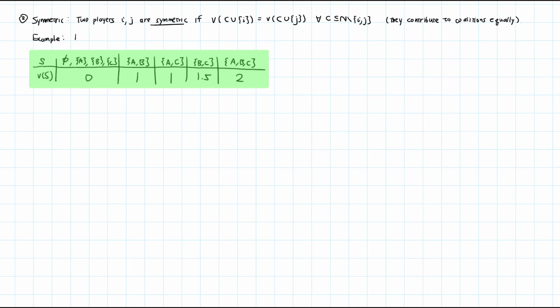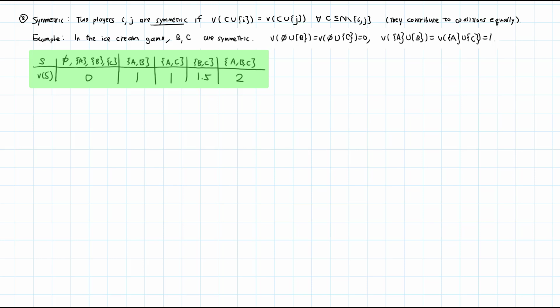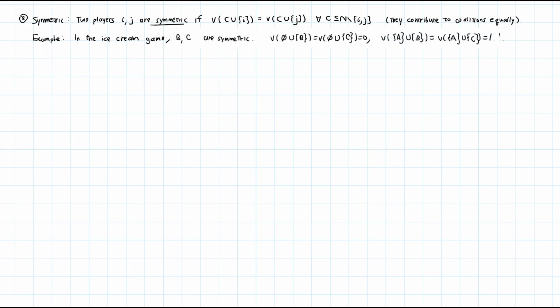For example, in the ice cream game, B and C are symmetric. There are two cases to check. If we start with the empty set, then adding B or C will give us value 0. If we start with the set A, then adding B or C will give us value 1. So B and C are symmetric players. Intuitively, if two players contribute the same to every coalition, then they should receive the same value back. And that is what the Shapley value does.